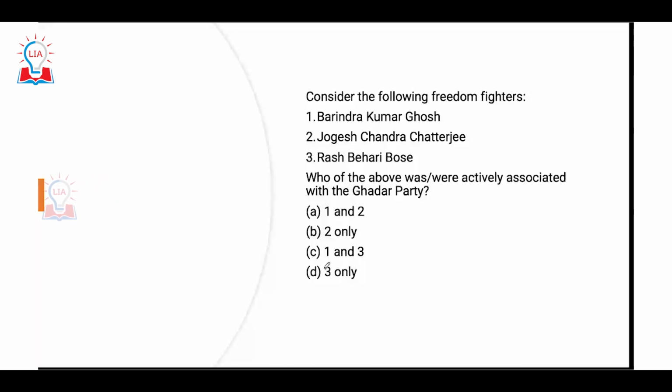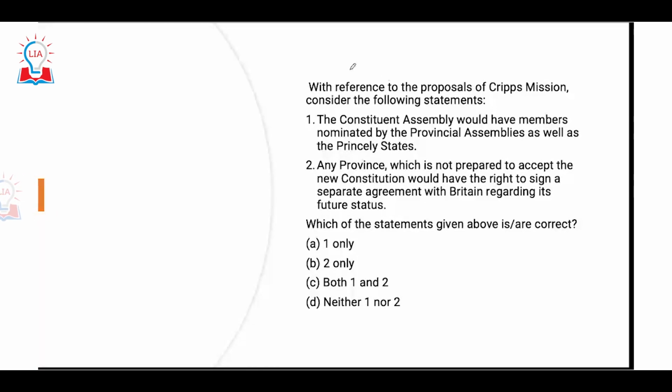Okay, that is 3 only is the correct answer for this particular question. Third question. With reference to the proposals of the Cripps mission, very, very important one, Cripps mission, consider the following statements. The Constituent Assembly would have members nominated by the provincial assemblies as well as the princely states. Any province which is not prepared to accept the new constitution would have the right to sign a separate agreement with the Britain regarding its future status.